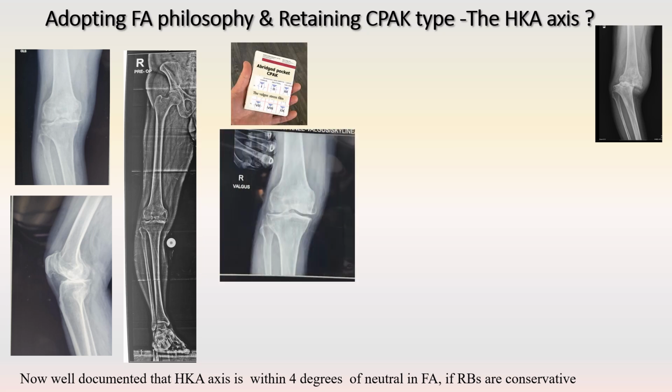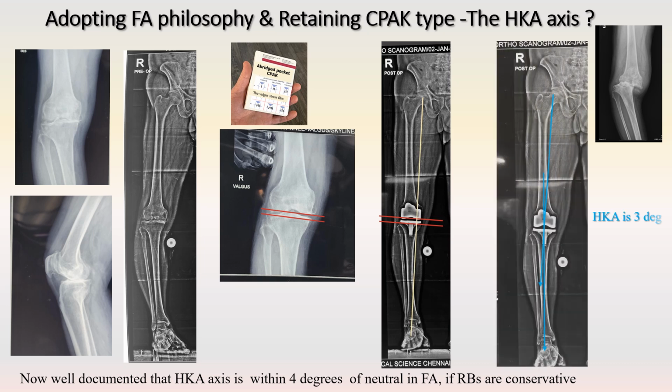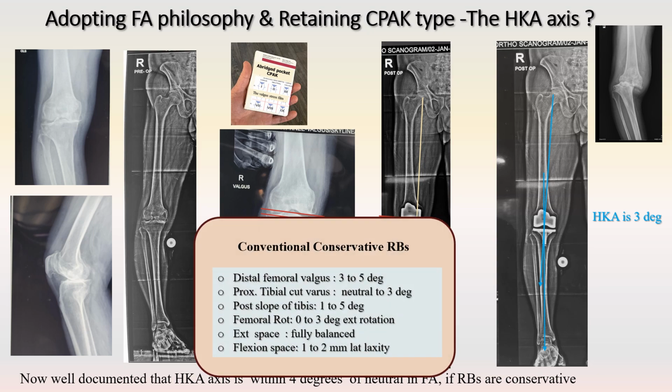So in the example you can see here, this is a valgoid distal femur based on the abridged CPAK. That is a joint line with the distal line obliquity which is greater than 3 degrees, and that's the post-op X-ray. And we find that the same pre-op CPAK has been reproduced. And when you look at the HKA axis, it's 3 degrees. So if your restrictive boundaries are conservative, your HKA axis will always be within 4 degrees. So that means we must define what the restrictive boundaries are.